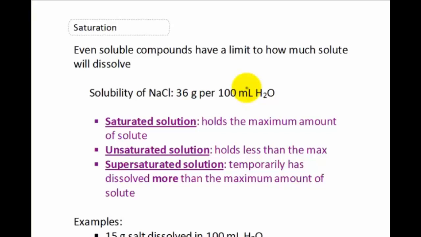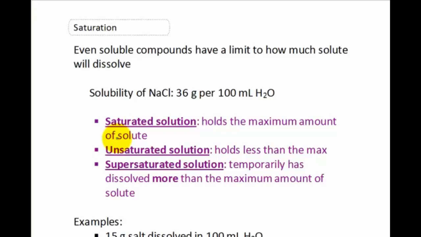That's typically how solubilities are given. If you have 100 milliliters of water, how many grams of the solid will actually dissolve? And if we had actually 36 grams dissolved in that 100, we'd call that a saturated solution. It's a solution that's currently holding the maximum amount of solute. And you can always identify a saturated solution if it has undissolved solid sitting at the bottom of it.